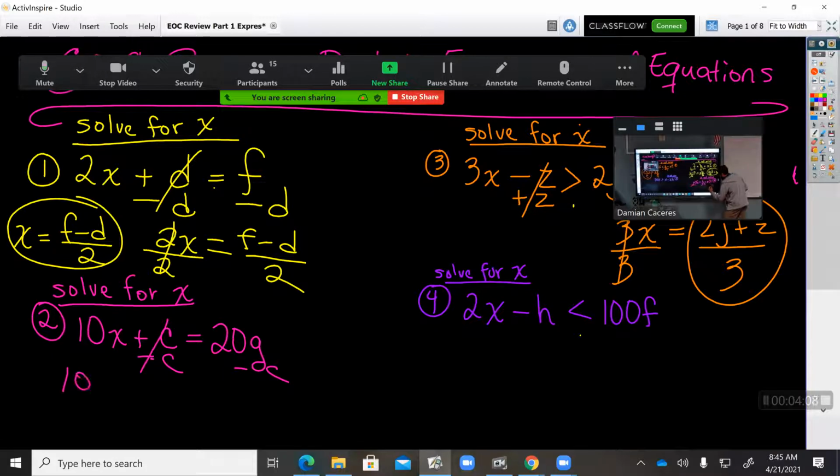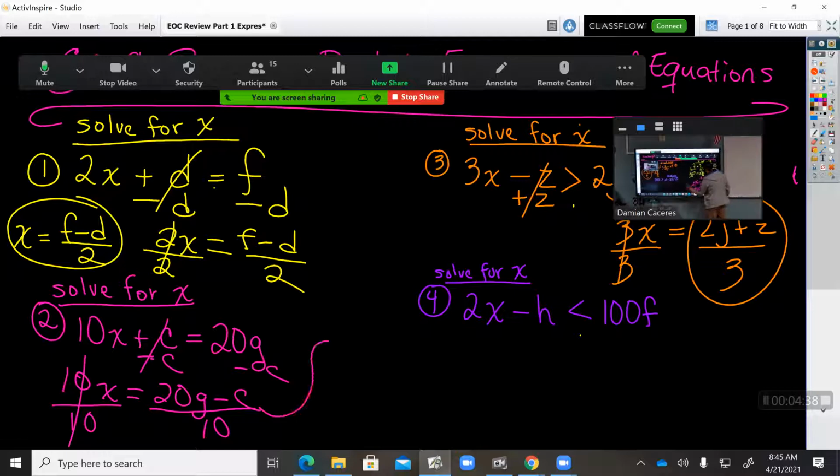That leaves us with 10x equals 20g minus c. You write it because you can't actually subtract two variables that are not the same variable. And now we divide both sides by the coefficient, which is 10. Now, if this was a multiple choice question, you would automatically look for this answer choice. Now, what if you get to the answer choices and none of them are 20g minus c over 10? That tells you I'm missing one step.